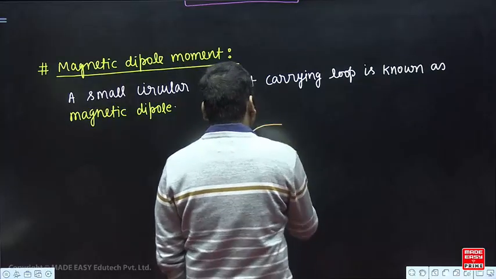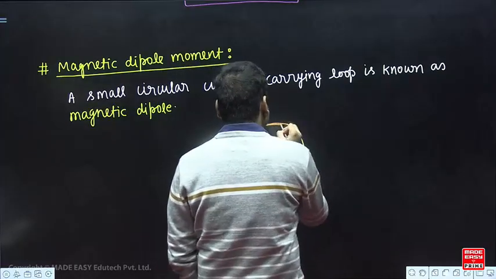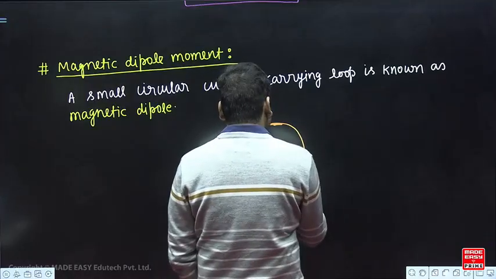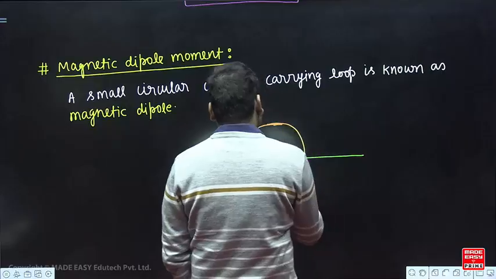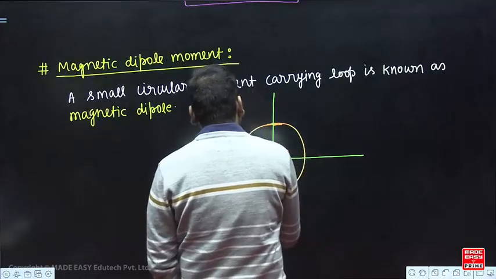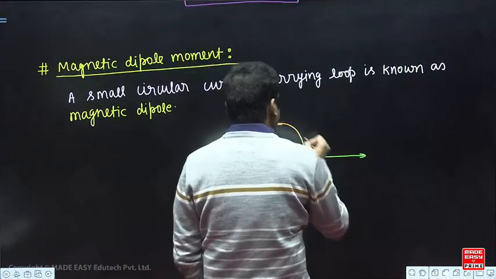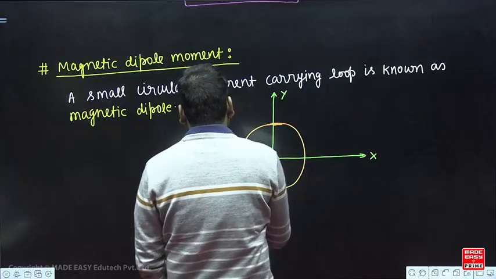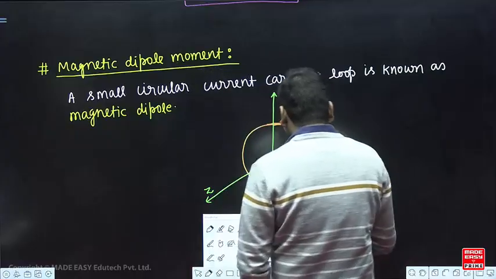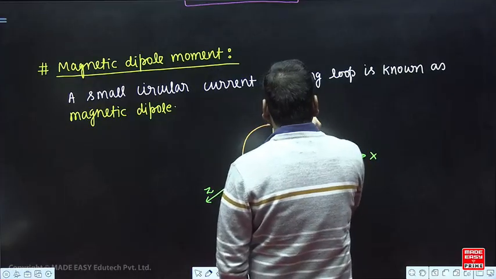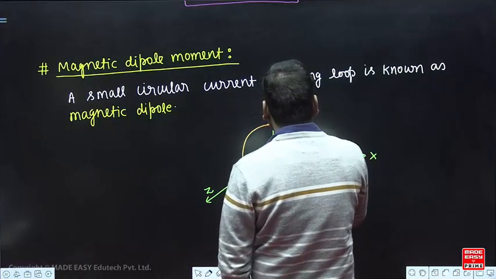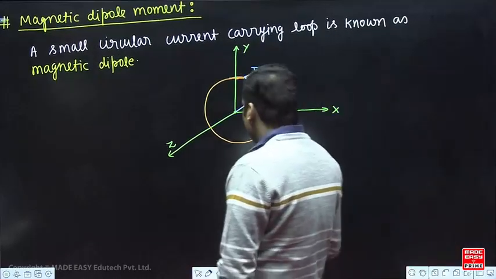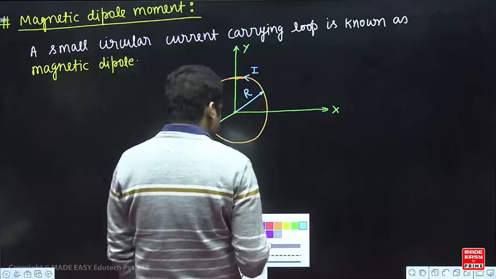This is a current loop. X, Y, Z. ठीक. Suppose this loop is carrying current I and the radius of the loop is R, right? So the magnetic dipole moment is, let us suppose it is kept in XY plane.